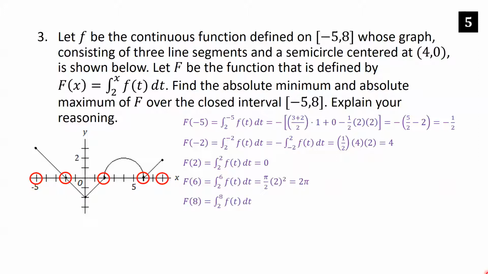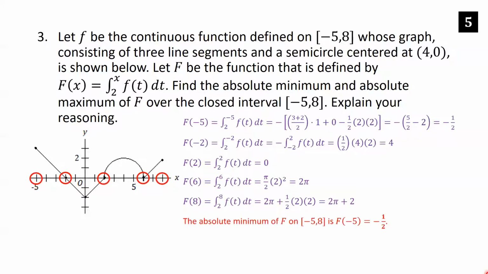And f of 8 is the integral from 2 to 8 of f of t dt. Okay, we already did from 2 to 6, that's 2 pi, and now we just have to add the area of this little triangle here. That's 1/2 base times height, 1/2 times 2 times 2, so that's 2 pi plus 2.